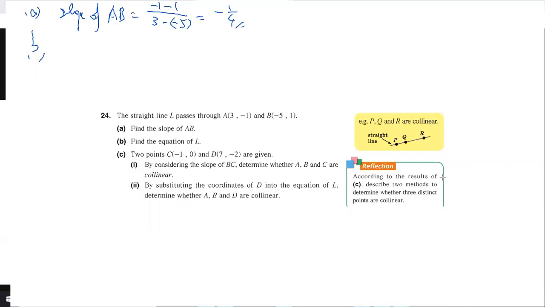Part B, find the equation of L. The L passes through point A and point B, which means that we can choose any one of the points.